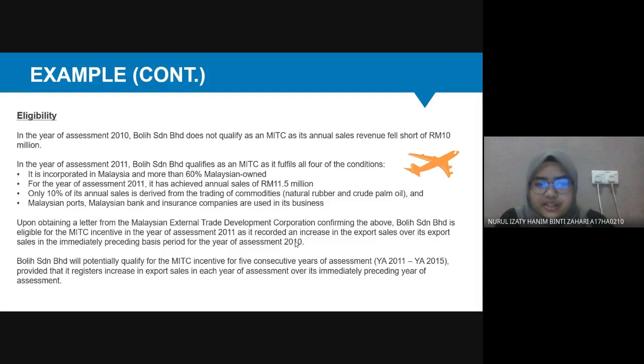And then upon obtaining a letter from MATRADE, Boleh Sedia Berhad is eligible for the MITC incentive for the year of assessment 2011. And Boleh Sedia Berhad also qualifies for the MITC incentive for 5 consecutive years of assessment, which is from year of assessment 2011 until year of assessment 2015. So next.